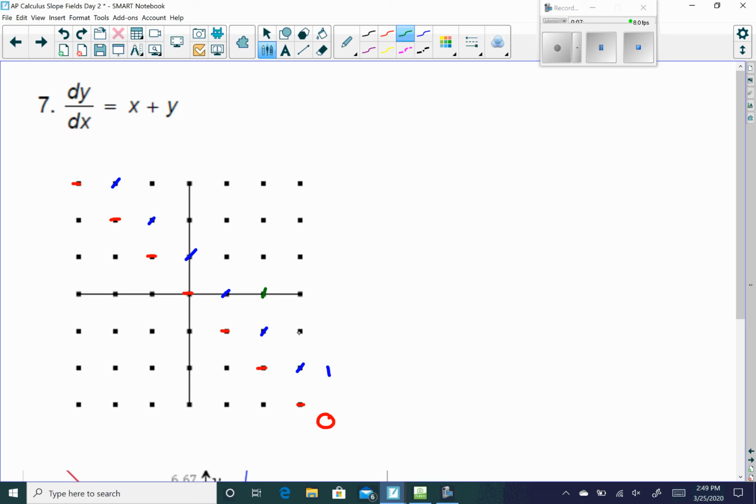At 3, -1, I'll also have a slope of 2. So it looks like along this diagonal, 1, 1, I'll have a slope of 2. 0, 2, I'll have a slope of 2. And -1, 3, I'll have a slope of 2. So we're going to continue in this fashion.